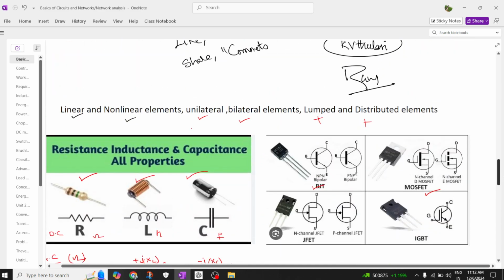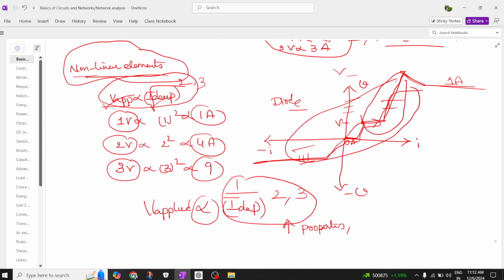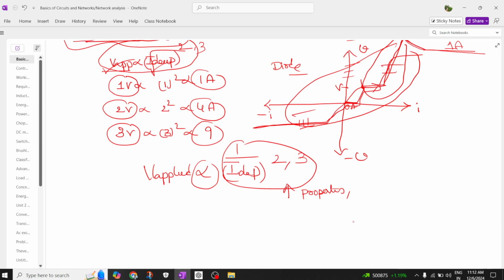The examples are the transistor family of elements, and diode also. This is very clear about linear elements as well as non-linear elements. Now let's go into detail on what unilateral and bilateral elements are. This is also very important.